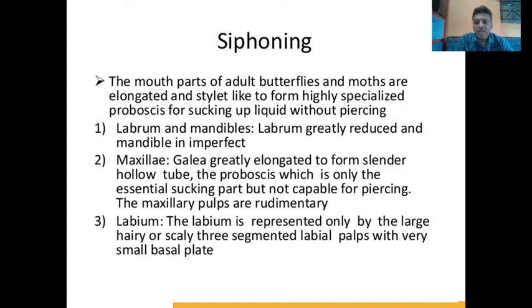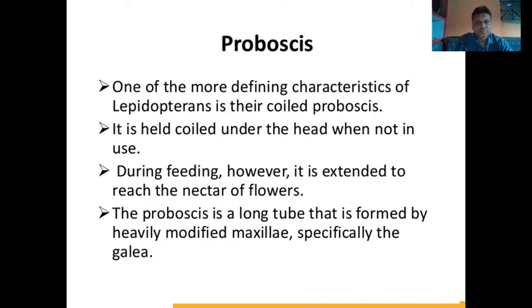Now, siphoning type of mouthparts. The butterfly is the best example of siphoning type of mouthparts. Butterflies and moths have elongated stylets that form a highly specialized proboscis for sucking up liquid without piercing. They do not need to penetrate into the host plant or host structure, but they have a well developed, specialized proboscis for taking their food materials.